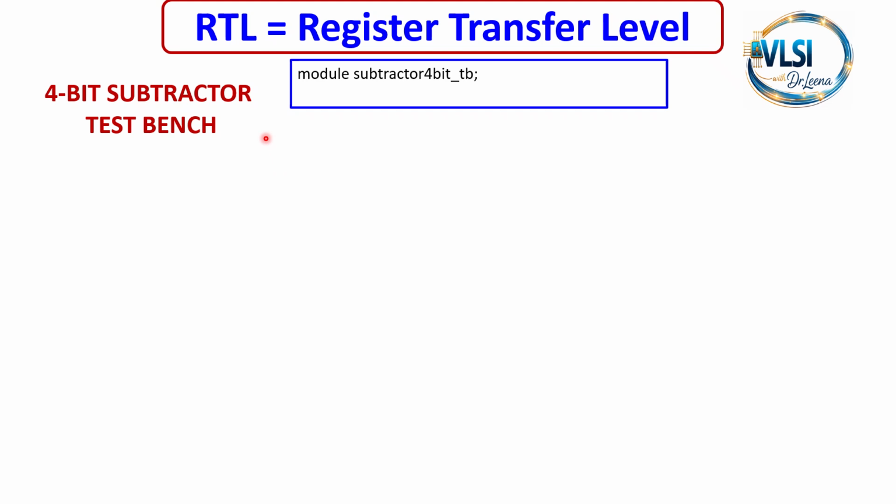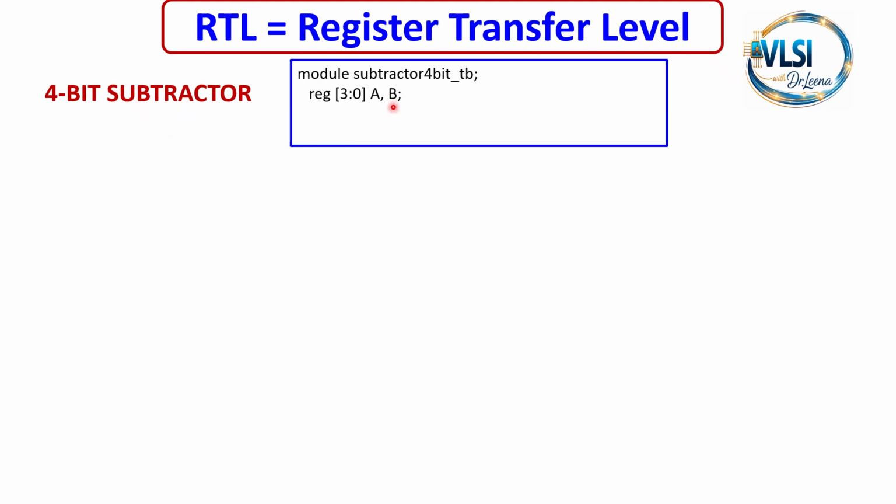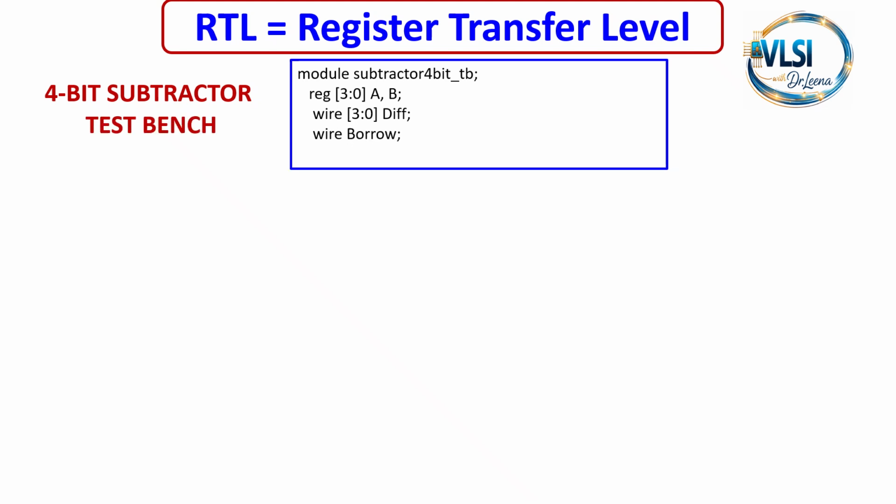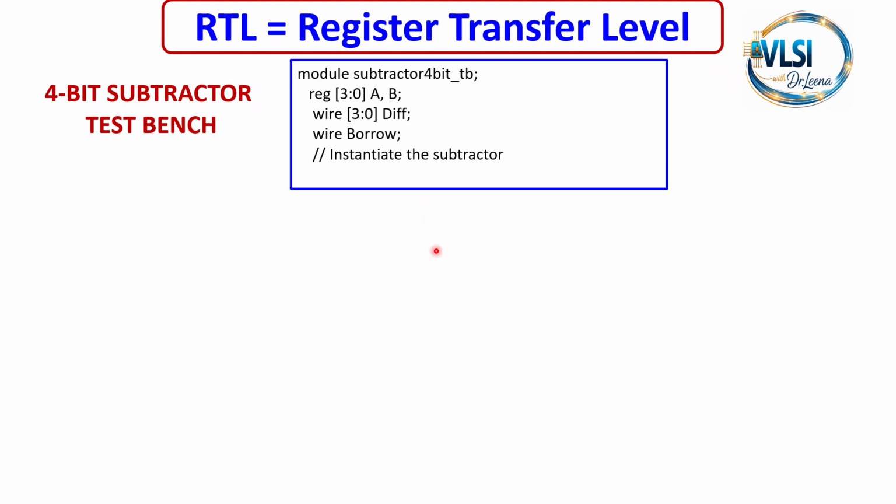To start the test bench, we start with the module and give the module name. After giving the module name, we have to declare the inputs and outputs using reg and wires. First we give the input A, 4-bit, and input B, 4-bit, using reg, and then the output difference using wire, and the output borrow using wire. Now we have assigned the inputs and outputs, then we have to instantiate the RTL module inside this test bench. So we are going to instantiate the subtractor.